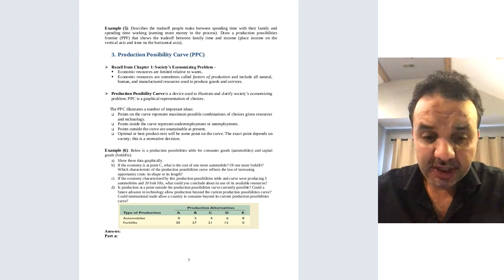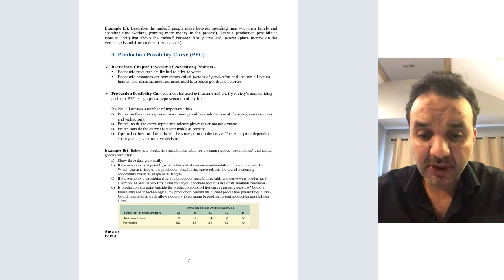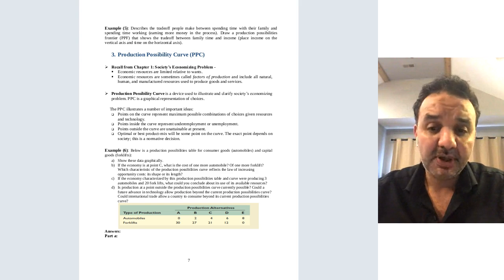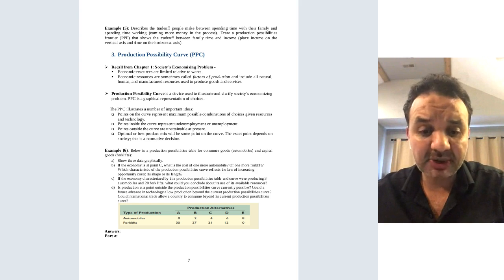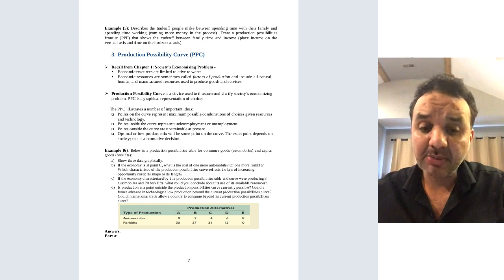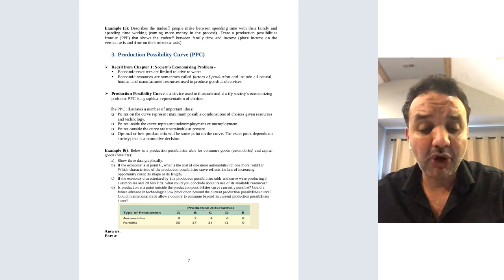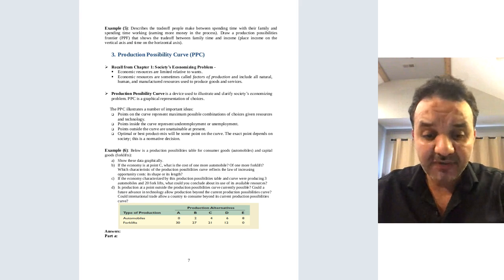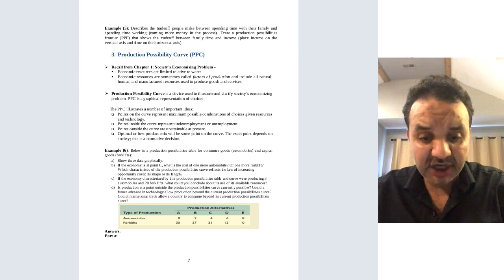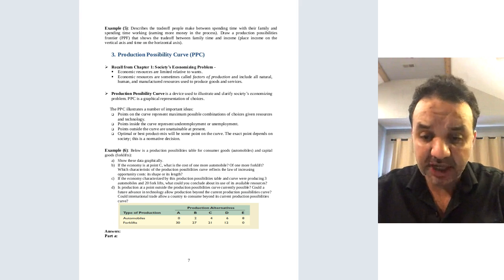So here I'm saying that below is a production possibilities table for consumer goods, automobiles, and forklifts. When I explained the budget line, I used an example of peanuts and candy bars for individuals. Here, I'm using an example to explain how we can make optimal choices using PPC. So I'm choosing two products, automobiles and capital goods. In this question, the table is given. These are the two choices you have, automobiles and forklifts.